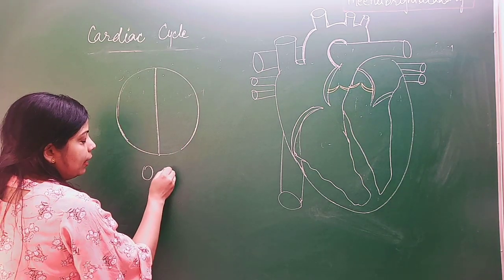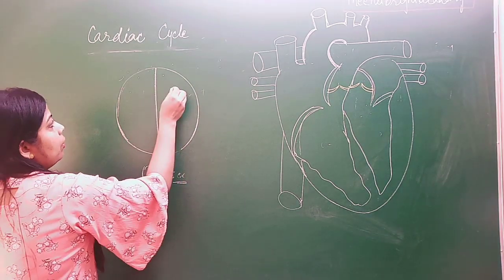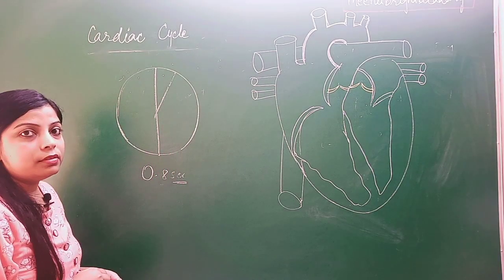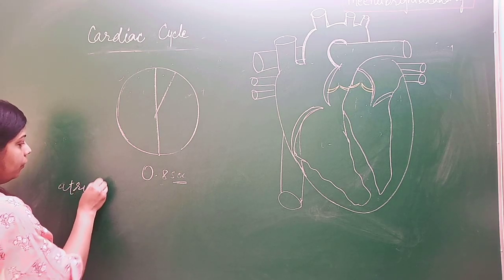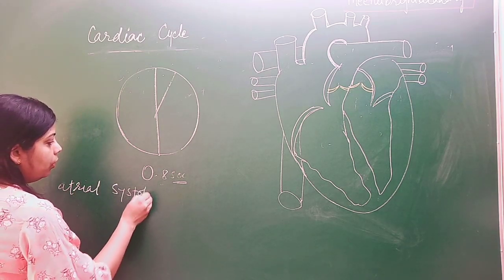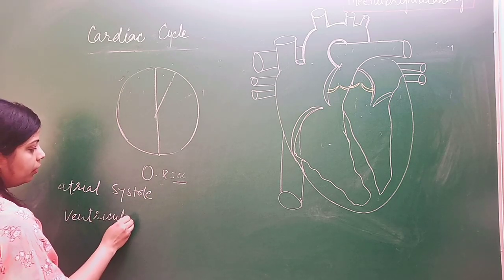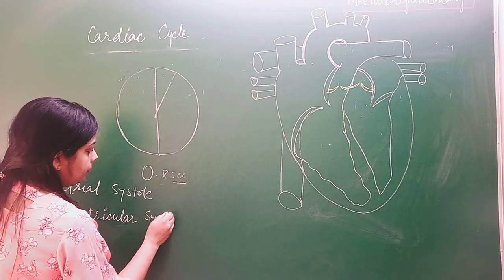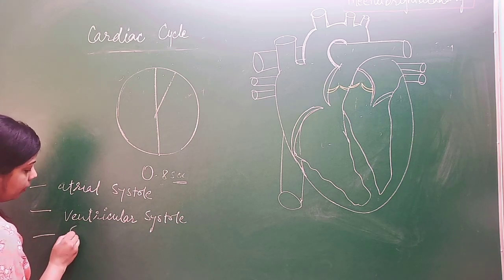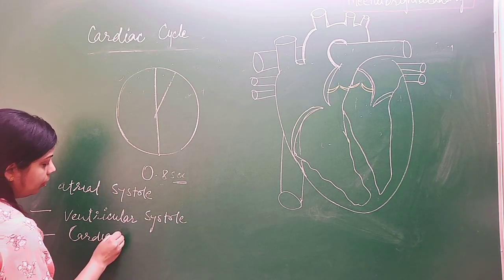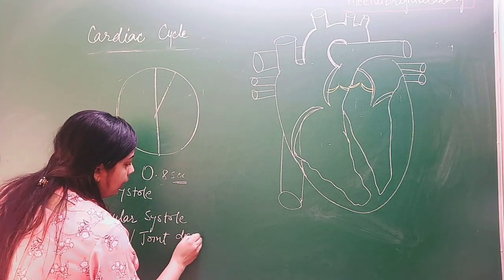This cardiac cycle is of 0.8 seconds, which is divided into three main events. These three main events are atrial systole, ventricular systole, and cardiac or joint diastole.